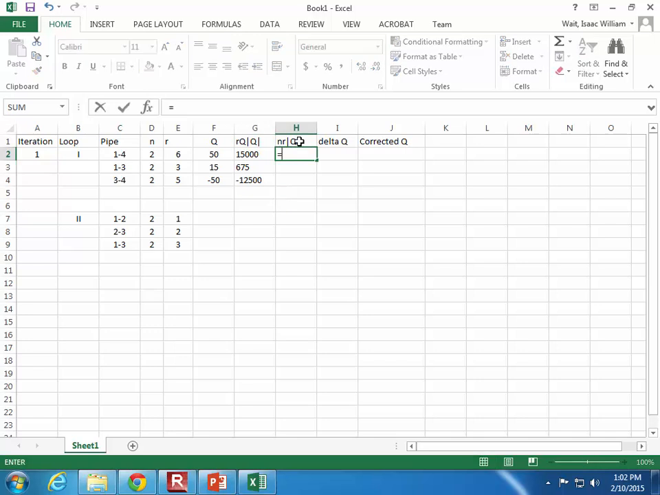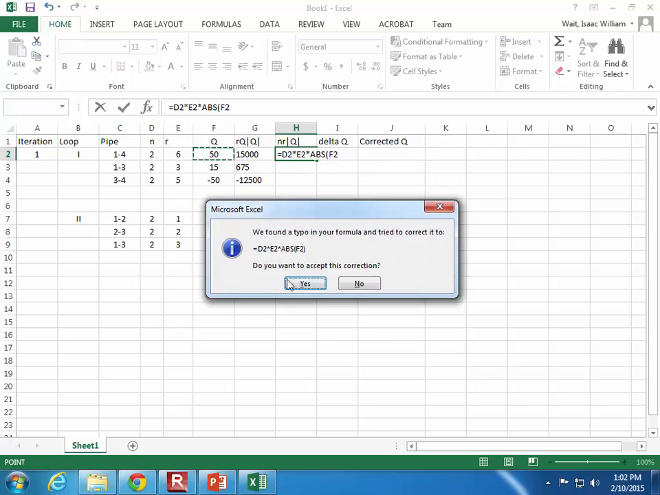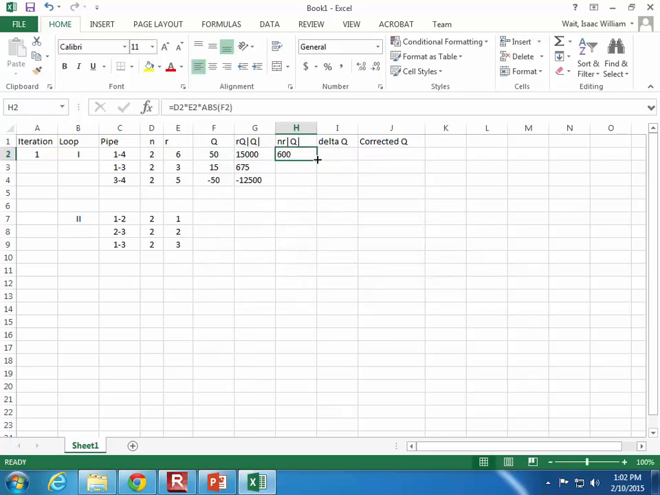Okay, so here is N times R times absolute value of Q. Drag that down. All right.